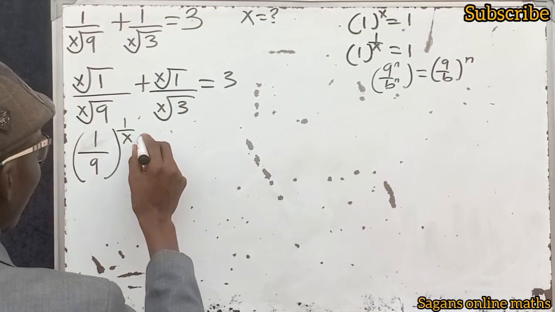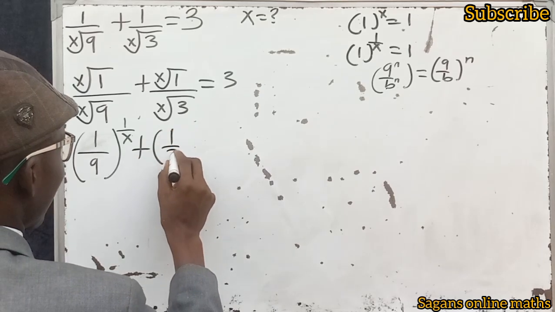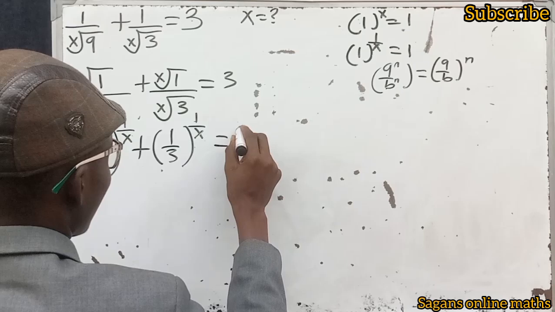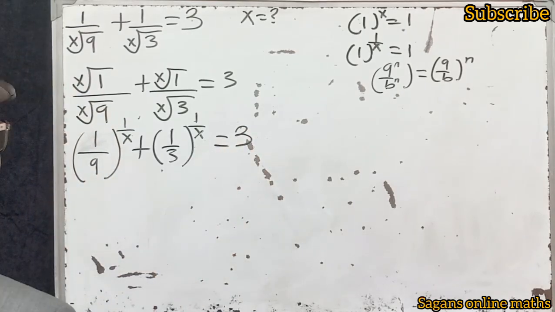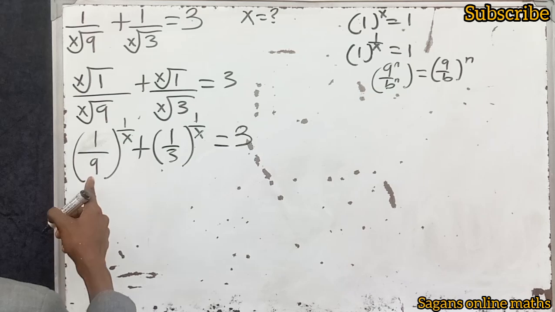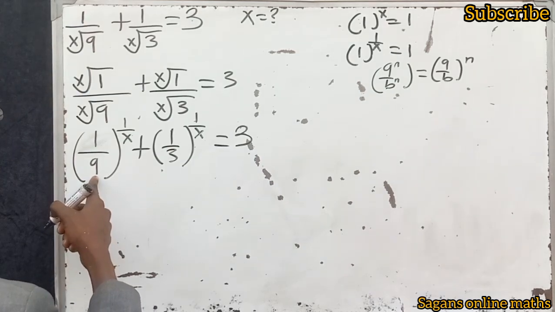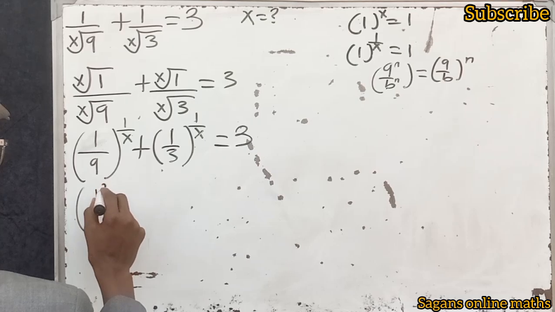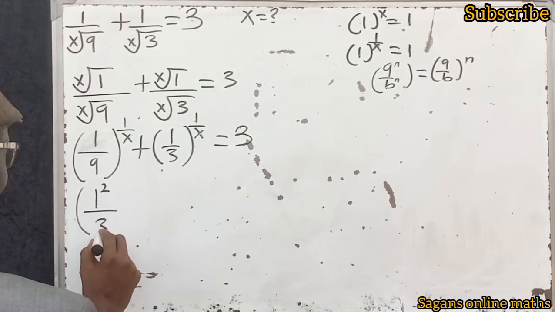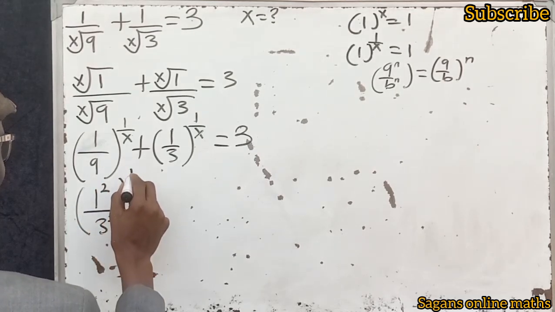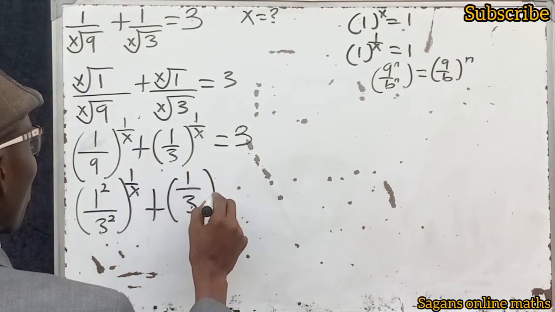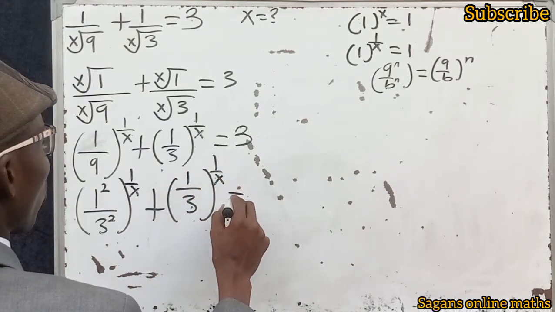Then plus 1 divided by 3 all to the power of 1 over x equals 3. Wow, this is amazing. Now we can also put this 9 in index form. So we have 1 to the power of 2, which is still 1, divided by 3 to the power of 2, which is 9, all to the power of 1 over x, plus 1 divided by 3 all to the power of 1 over x equals 3.